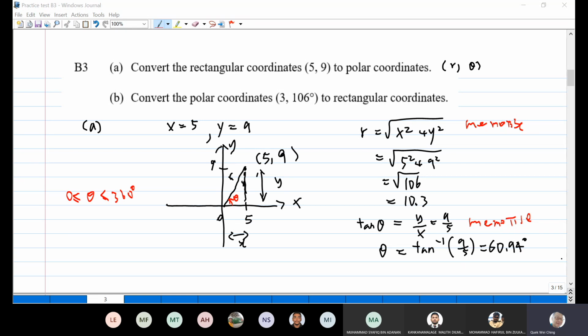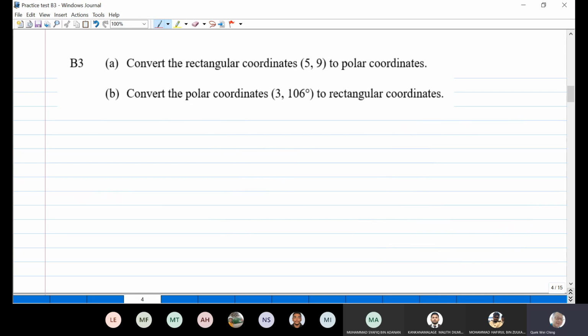So now move on to part B. Part B is the other way around. Convert polar coordinate (3, 106) to rectangular coordinate. Polar coordinate is r and theta, so r equal to 3, theta equal to 106. And you want to find the rectangular coordinate, meaning x and y.